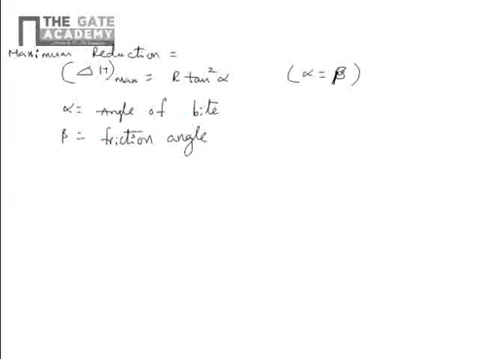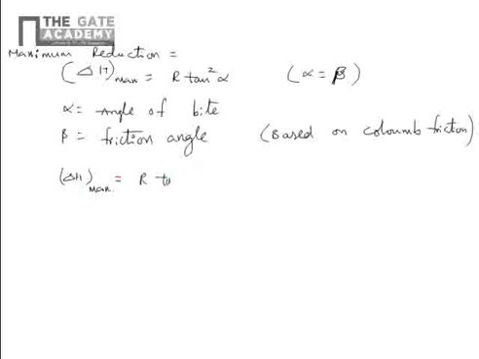Whenever the angle of bite is equal to the angle of friction, which is based on the Coulomb law of friction, the Coulomb friction condition, delta H equals, substituting alpha equal to beta, R tan square beta. As we know, tan square beta is nothing but mu square, so delta H max equals R mu square, where mu equals tan beta. Mu is the coefficient of friction.